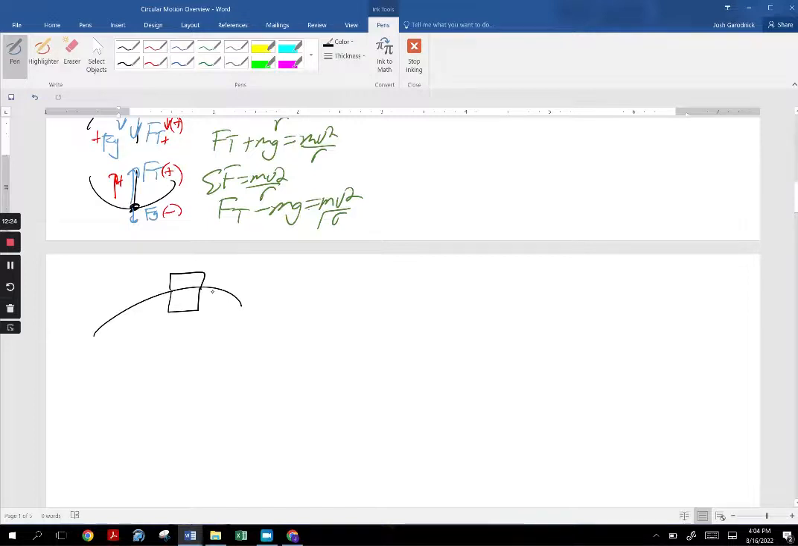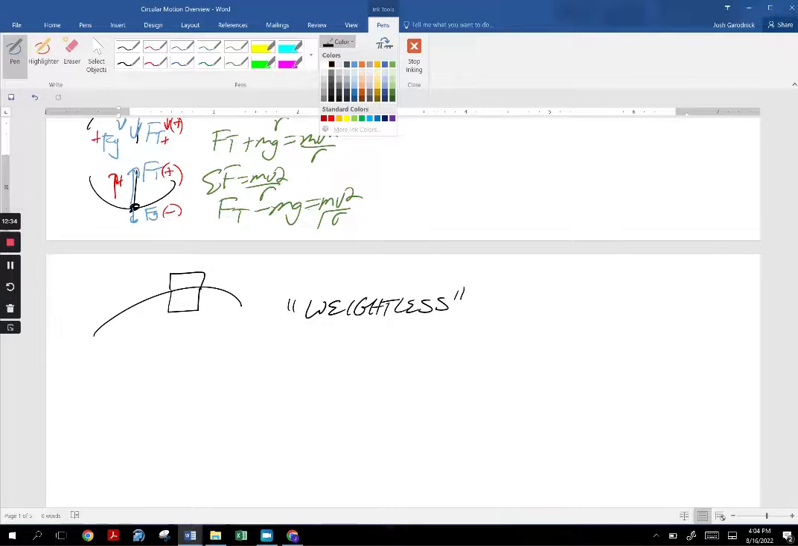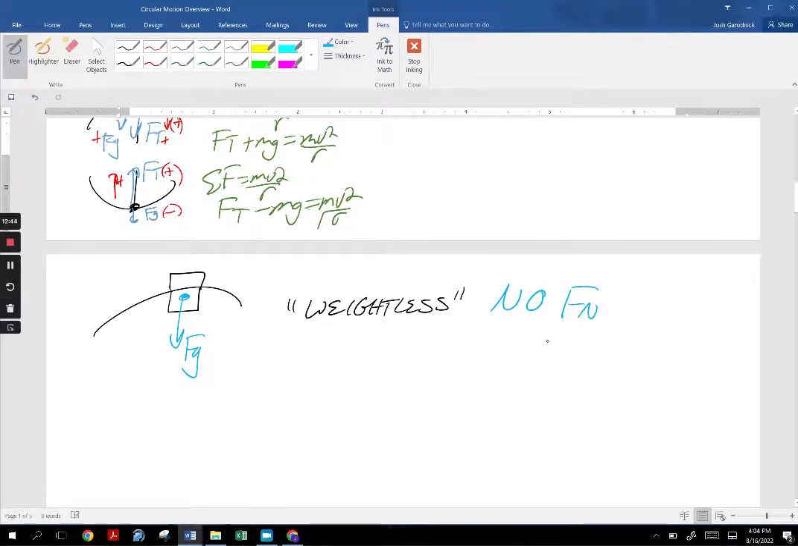It doesn't matter. If you hear the term weightless or just enough speed to make it around, this will be discussed later at the end when we wrap this up. That means the only force acting on you is gravity. It means no normal, only gravity. That's why I have an issue with it. Weight is a force, the force of gravity. Weightless implies no gravity, but it's more a feeling.